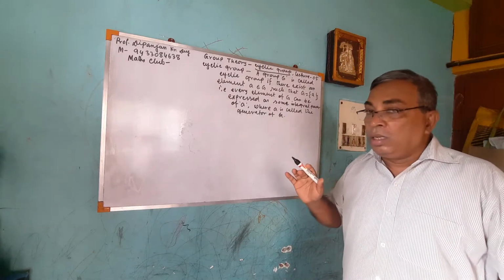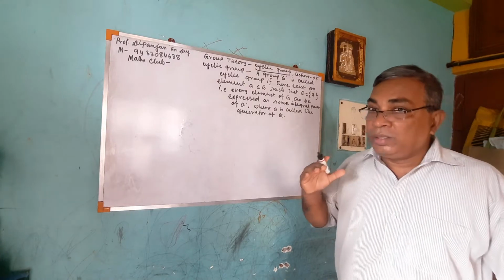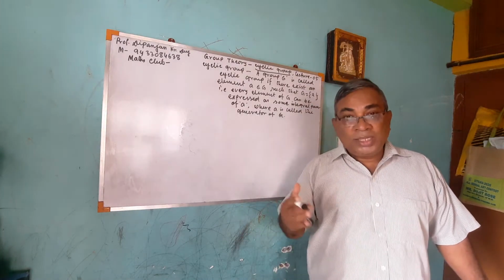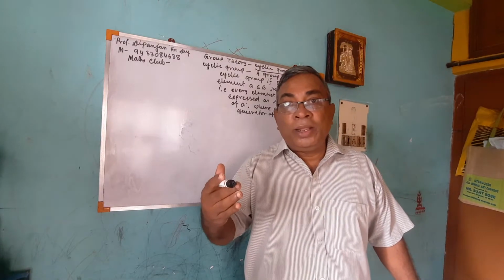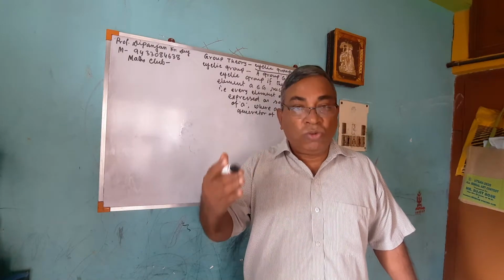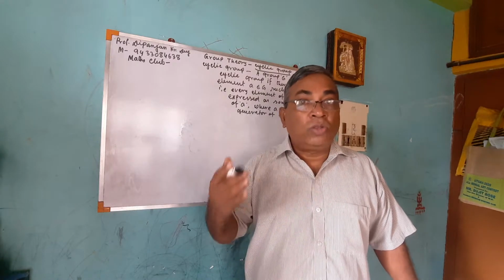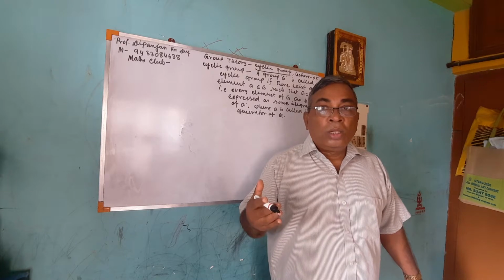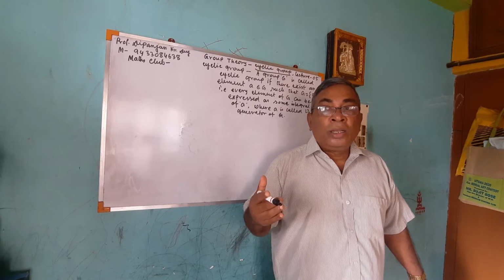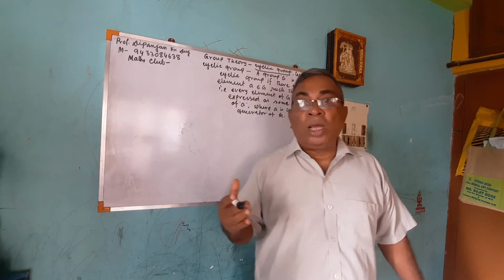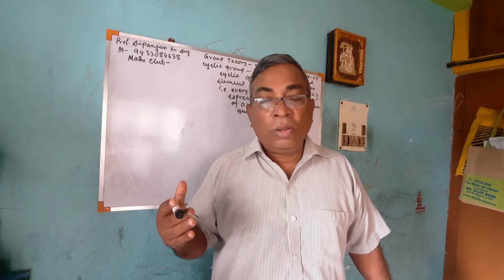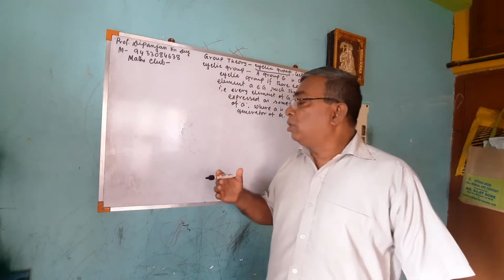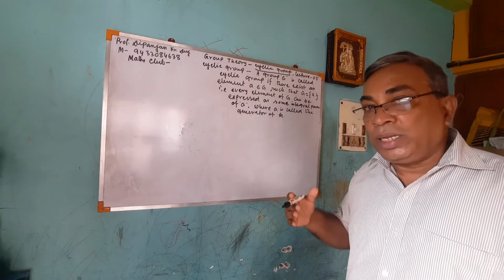Once again, there is an element a belonging to G such that the integral powers of a, that is a to the power 0, a to the power 1, a to the power 2, a to the power 3, a to the power 4, and so on, all belong to G. Then that group is known as a cyclic group.